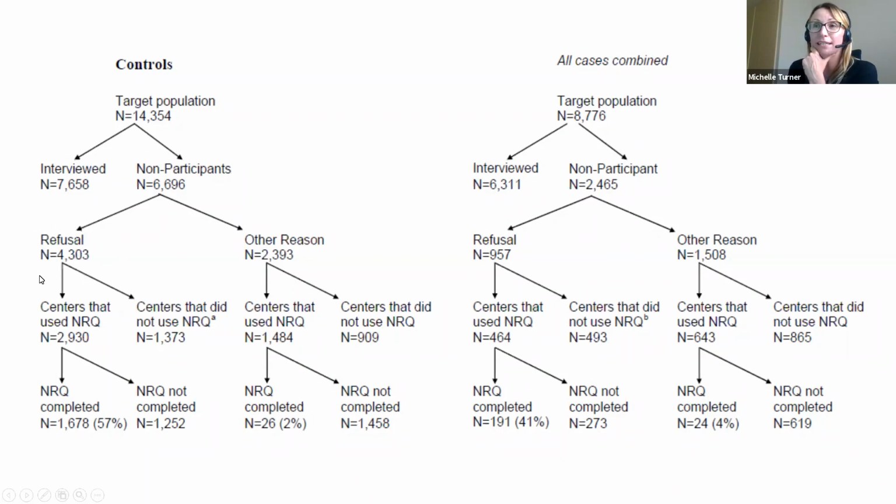Then, out of all of the study centers in this multi-country study, some study centers wanted to capture information on these refusers. Among the study centers that did, they got a little bit of information about these refusers from over 1,600 controls. So that's 57% of the refusers in study centers that used the questionnaire. And the same thing, they got information on over 100 cases who had refused to participate in the study.